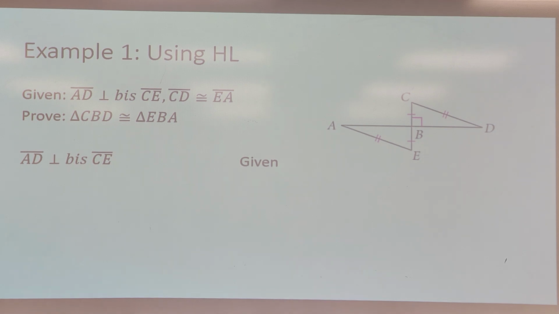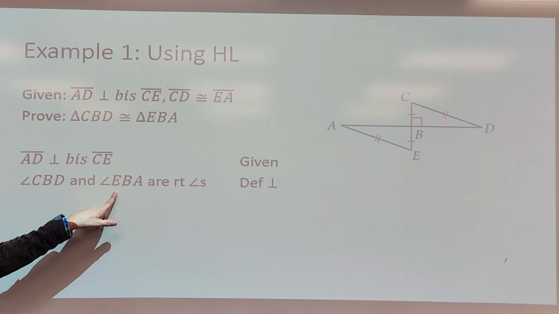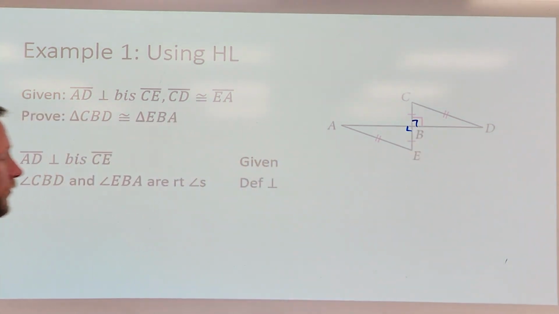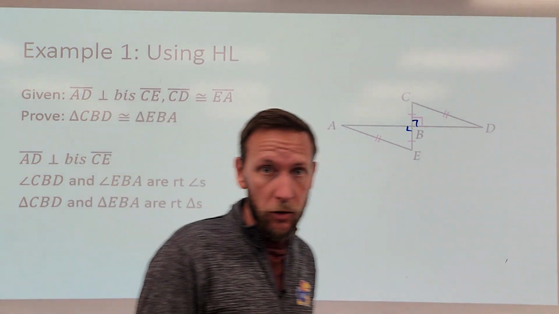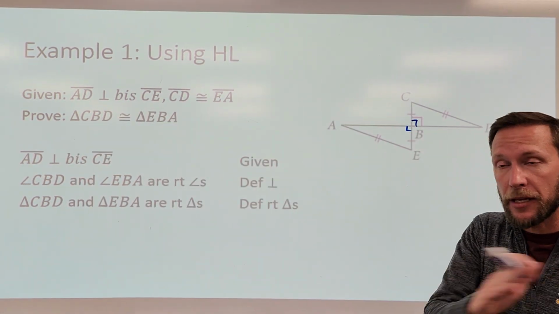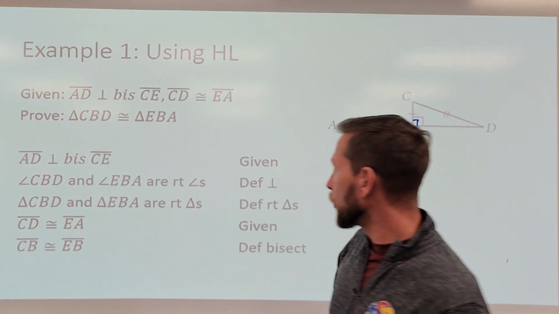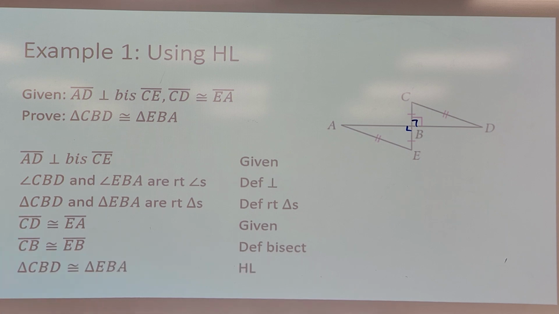We know that this is given to us, and so we know by the definition of perpendicular that the angles formed around B are going to be right angles. So this is a right angle here, and this is a right angle there, because of what perpendicular means, which means that these triangles are right triangles. We have to have right triangles so that we can use the hypotenuse leg theorem. We're then going to say that the hypotenuses are congruent, that's given, and we know by the definition of bisect that these parts of segment CE are also congruent to each other. So we have a pair of hypotenuses, a pair of legs, therefore the triangles are congruent by the HL theorem.